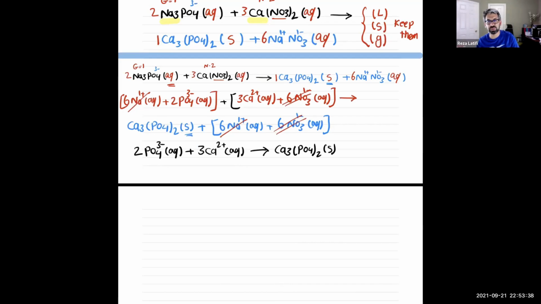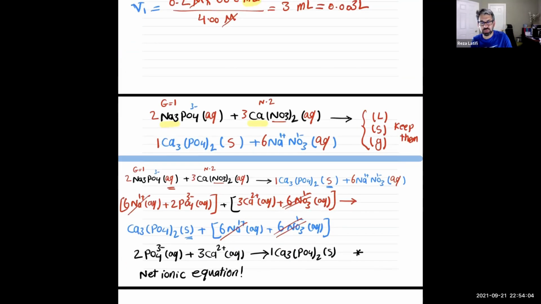2 phosphate, see 2 phosphate on the right side, 3 calcium on the right side. So the reaction is balanced. We call this last equation the net ionic equation. So I got the overall molecular formula.